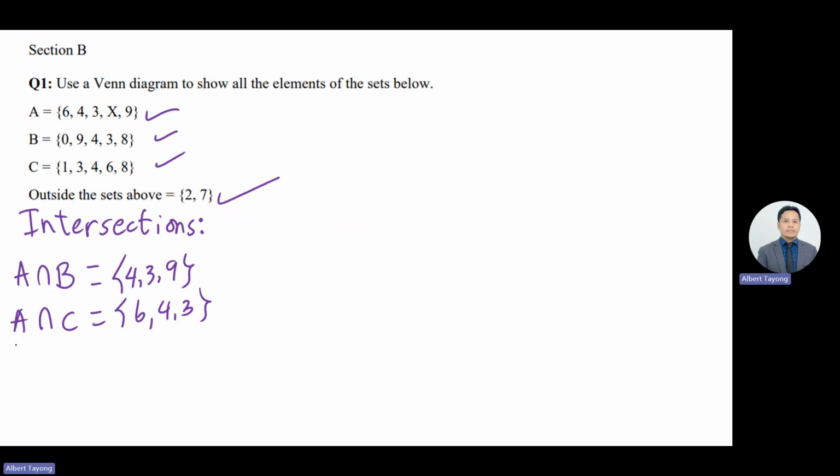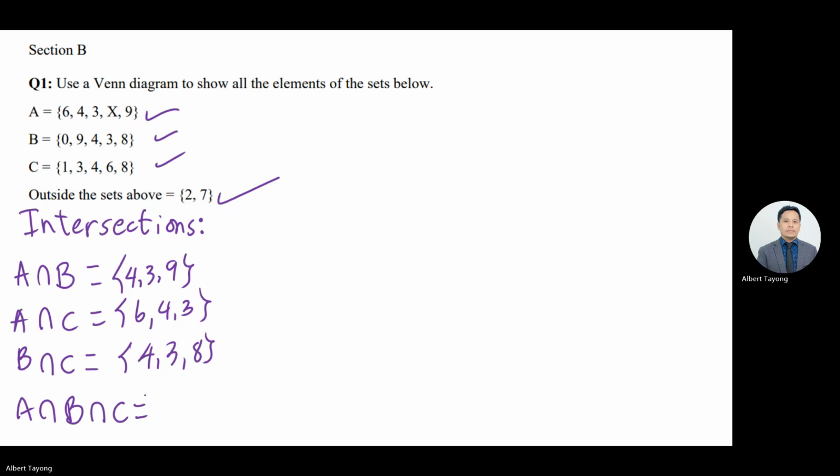So that's it. For B intersection C, we're going to look at B and C. We don't have 0 in both. 9, no. 4, 3, 8, yes, we have. Okay, next is the intersection of all. A intersection B intersection C. To get this, you have to look at what are repeated here. So we have 4, 3, 4, 3, and 4, 3, or 3, 4.